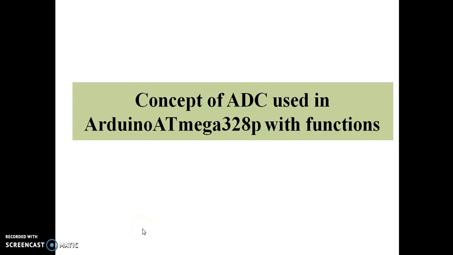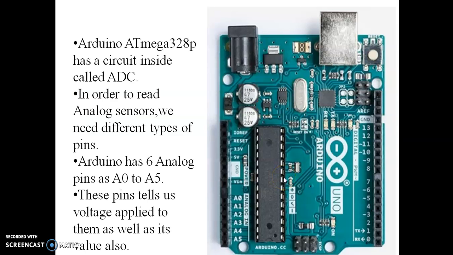Hello student, this video is on the concept of ADC used in Arduino Atmega 328P with the different analog functions. Through this video we will learn the different analog functions. First we will see about the ADC. ADC, we know that it is the analog to digital converter.